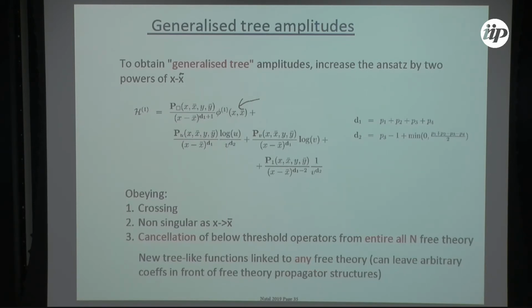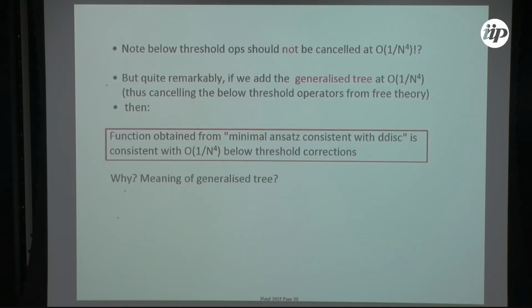Now, the strange thing is that we actually don't want to cancel these below threshold operators, because they are there at 1 over n to the fourth. They're missing at 1 over n squared. They are there at 1 over n to the fourth. However, it seems that if you add the generalized tree to cancel the below threshold operators, then the minimal ansatz itself consistently gives you the correct below threshold corrections.